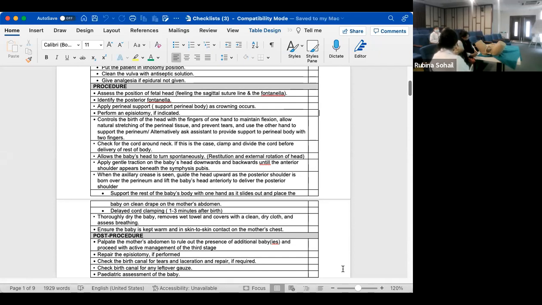Dry the baby. क्योंकि बच्चे को क्या खतरा है? Hypothermia. Hypothermia गर्मी में भी हो सकता है, सर्दियों में भी. So, पहली चीज यह है कि आपने बेबी को ड्राई करना है. बेबी को ड्राई करके आपने मेटरनल एब्डोमेन पे दे देना है.